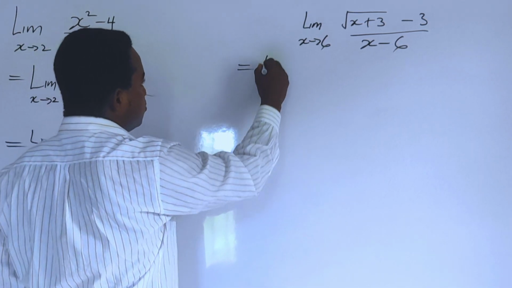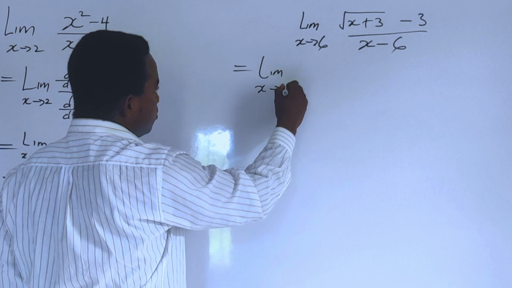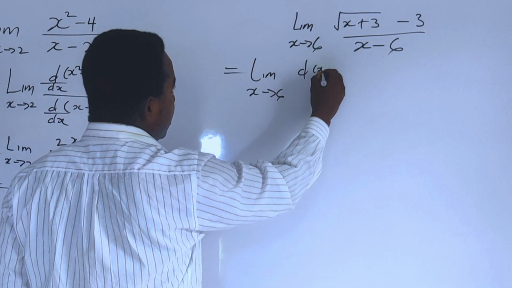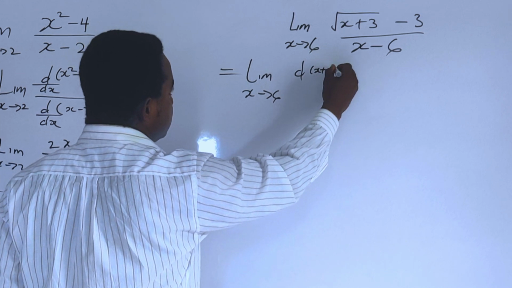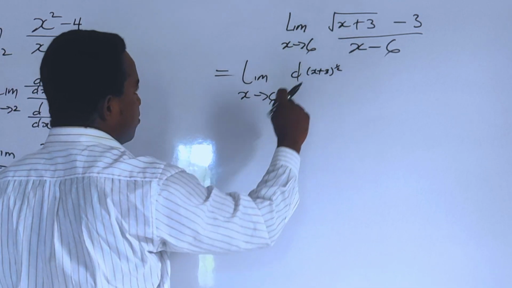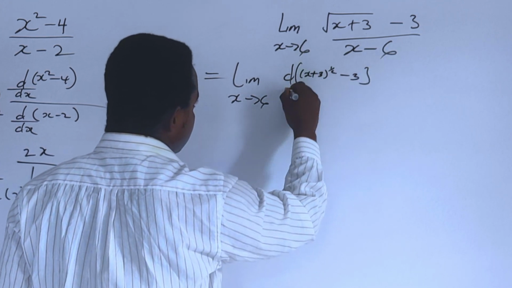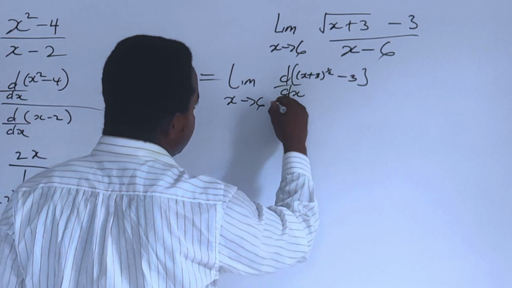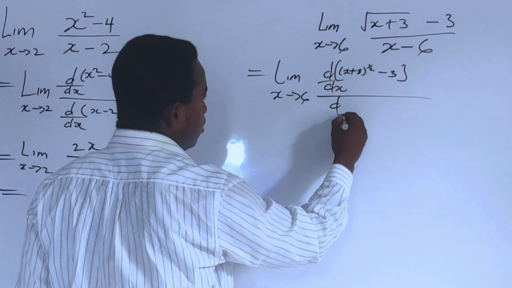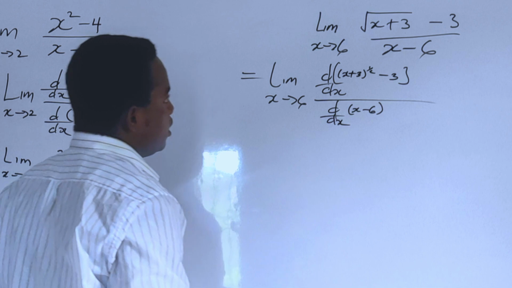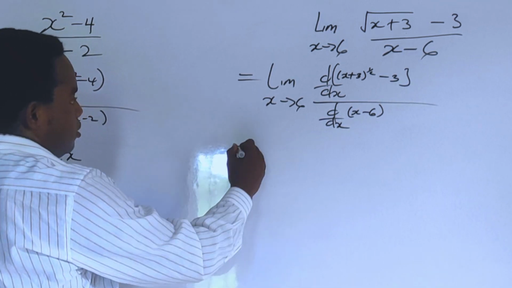So like here, we have to evaluate the limit of the square root of x plus 3 minus 3 over x minus 6. Notice that the square root of x plus 3 can be written as x plus 3 raised to power 1 over 2, right? So we are going to take the derivative of that function up there with respect to x. Then the denominator as well, which is x minus 6, we take its derivative with respect to x.